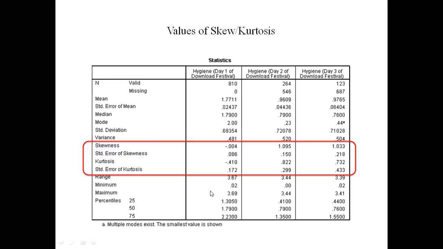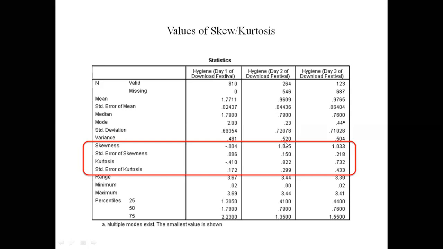Then the value of skewness and kurtosis. My data shows that the skewness is -0.004 and kurtosis is -0.410. It means our data is between -1 and +1, so it is normally distributed. For day 1 it is 1.095, which is outside the range -1 to 1. That is why this is not normally distributed.